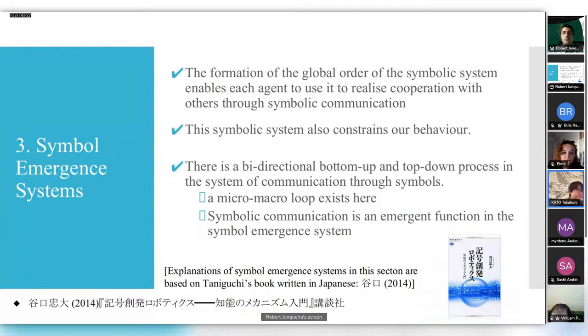Symbolic systems are formed to realize communication within the group based on the conceptual systems formed within each agent. The formation of the global order of the symbolic system enables each agent to use it to realize cooperation with others through symbolic communication. However, this symbolic system also constrains our behavior. We are often able to appropriately interpret an inadequate utterance along the speaker's intention. And this means that we are at the same time constrained to be diverted from possibilities to interpret it otherwise.